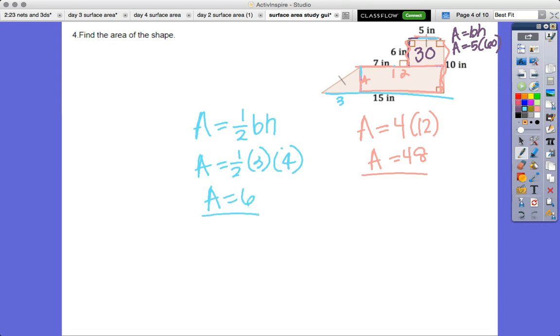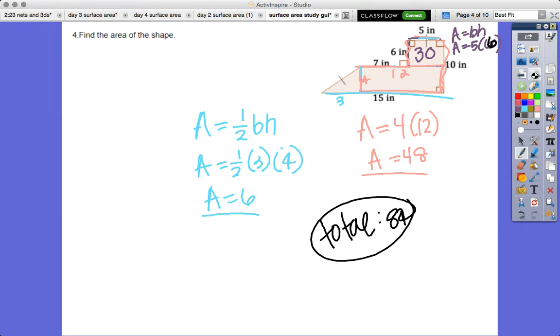So now I've got to add all of this together. So 6 plus 48 plus 30 gives me a total of 84. This right here should just be 5 times 6, not 60. Try to know what I meant. All right, so you get a total of 84.